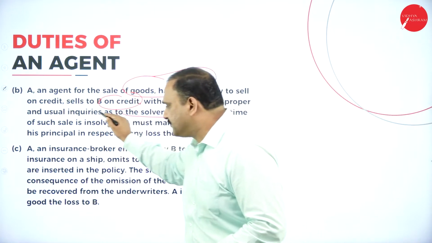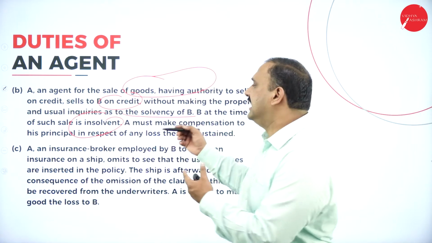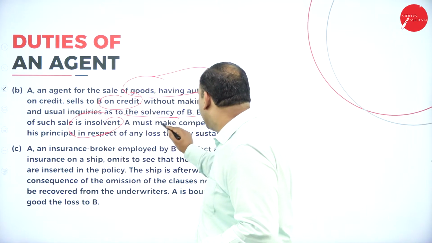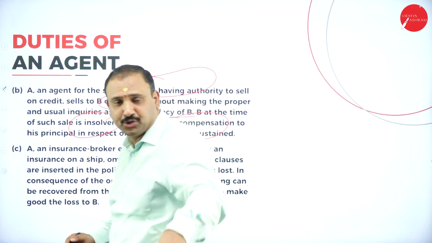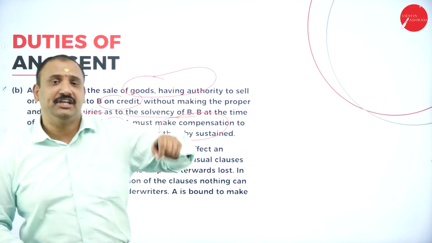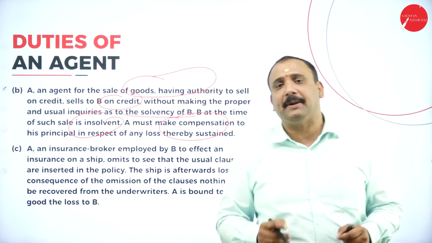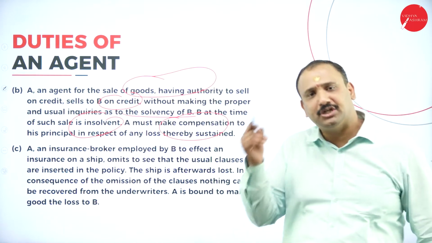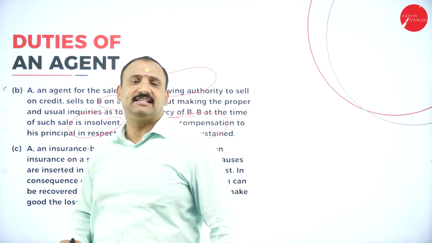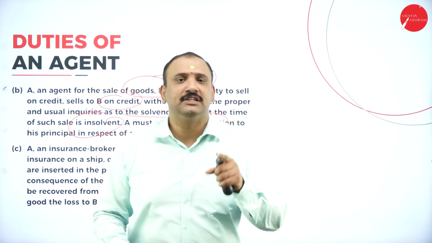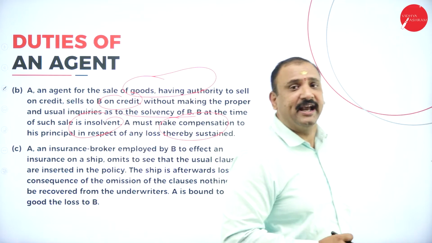B at the time of such sale is insolvent. By the time the sale was made, he is insolvent. A must make compensation to his principal. Why? Because he should have taken proper care. He should have understood the situation. He should have first made a diligent report about that situation. He should have come back, understood that scenario, and then made the sale. But now, because of his mistake, who is going to take the repercussion? The principal has to bear the expenses.